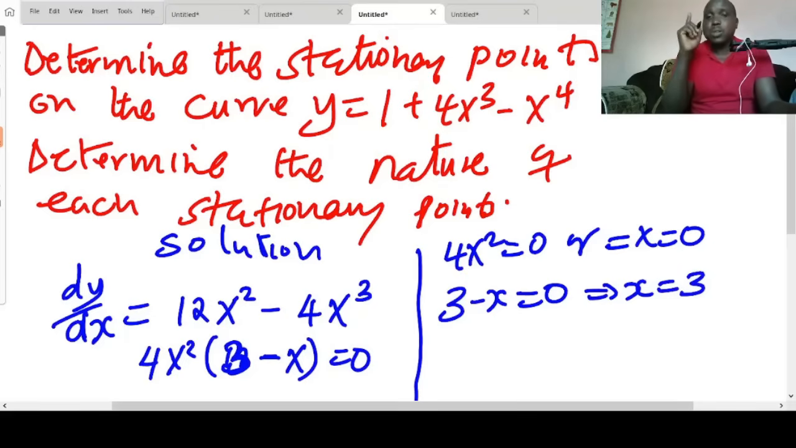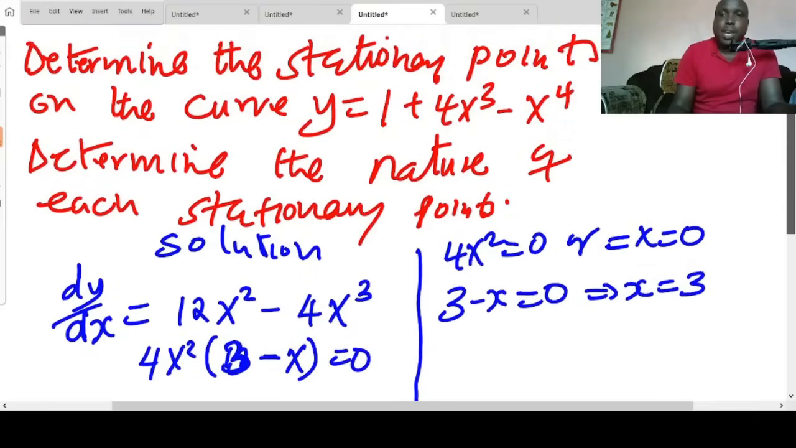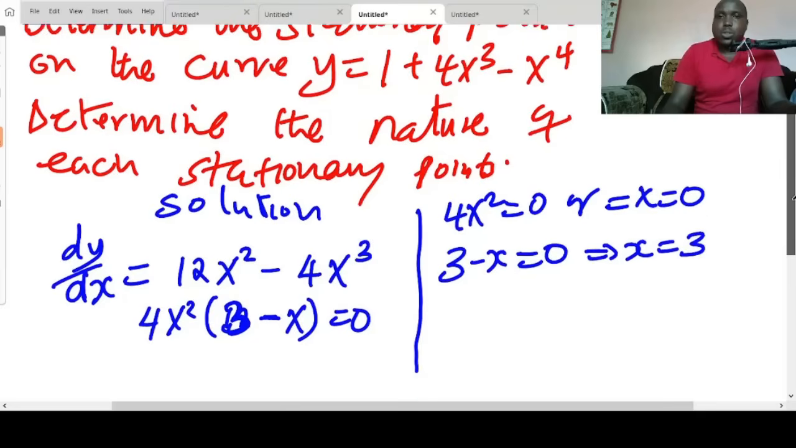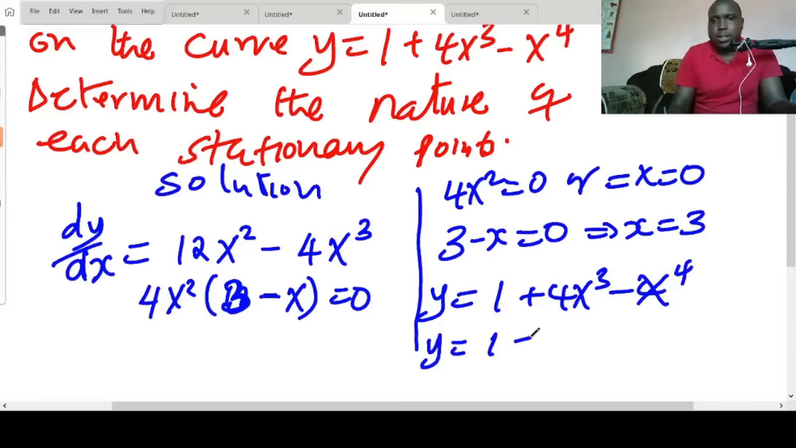So these are the two values of x. Once we have the values of x, the next thing we need is the values of y, because we need points. A point should have x and y. So you bring the equation down here and say y is equal to 1 plus 4x cubed minus x raised to the power 4. So when x is 0, y will be 1.